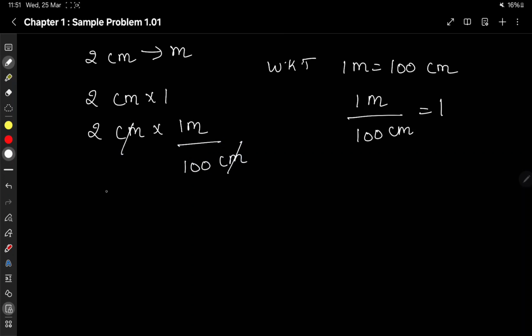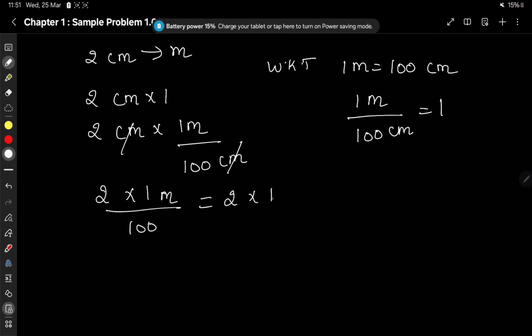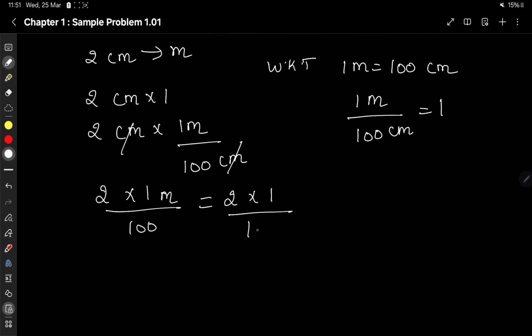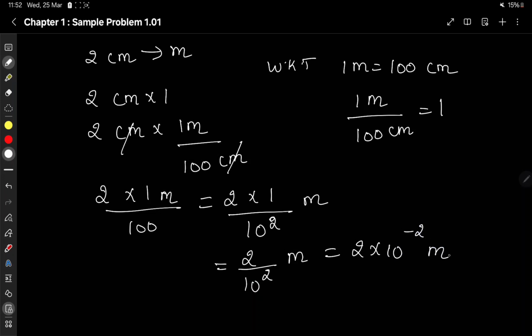Now I can cancel. 2 into 1 meter by 100. Now I can write 2 into 1 by 10 square meter. So 2 into 1, 2 by 10 square meter, which is equal to 2 into, denominator to numerator, so the power will change its sign, 10 to the power minus 2 meter.